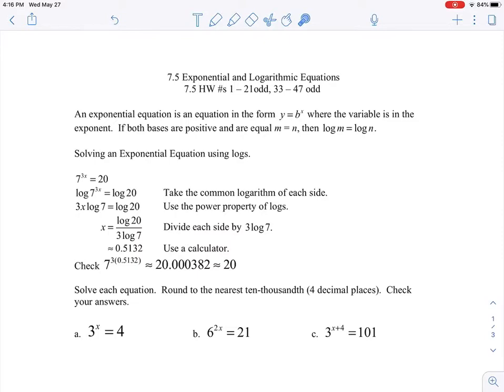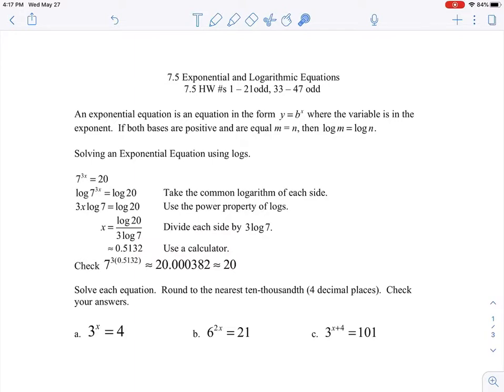Okay, so what we're doing here is solving equations where the variable is in the exponent, and we're going to use logarithms to do it. We can do that if both bases are positive, meaning this number right here would be positive and this number would be positive. If there's a negative in there, we have to do something else. Okay, all right, so here we go.